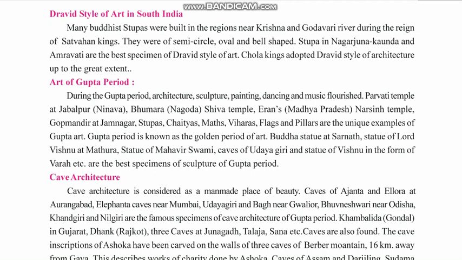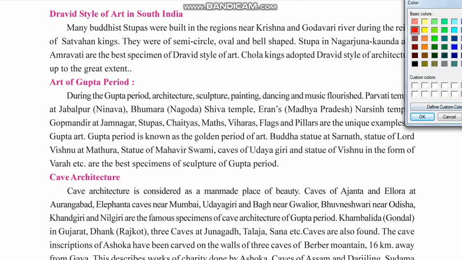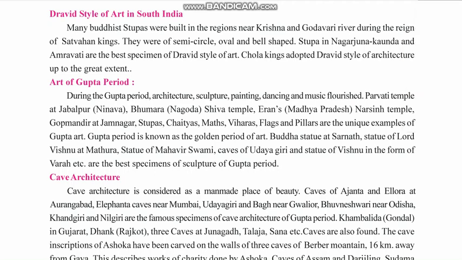Now children, we will look at the Dravidian style of art. Whenever the word Dravid comes to mind, you have to remember the south, and not Rahul Dravid, who is a great Indian cricketer. So Dravidian style means the southern style of art in the south.